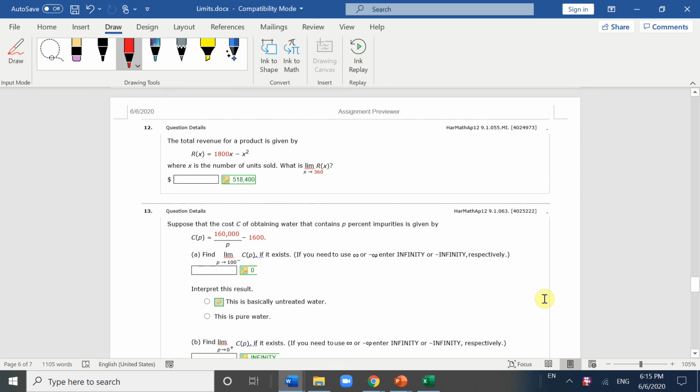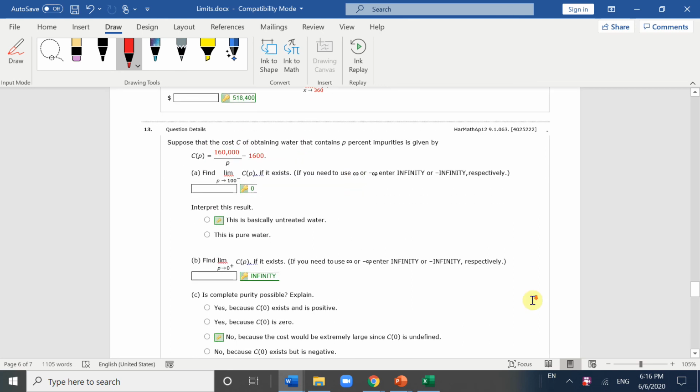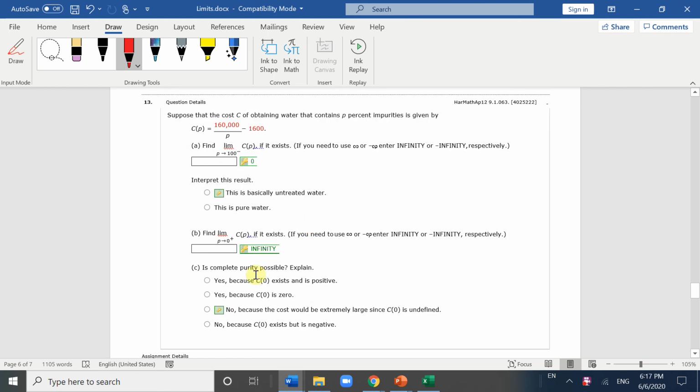Okay, number 12. This is a quadratic function, which belongs to polynomial. The domain is negative infinity to positive infinity, could be any numbers. So just simply plug in this 360. You get this number. The last one, for p approaches 100 from the left side, you just replace p by 100. So you eliminate 2 zeros, then just 0, 1600 minus 1600. Okay, you could do the remaining problems on your own.